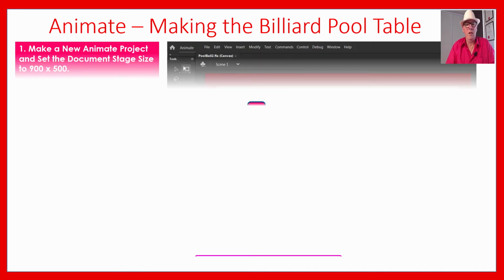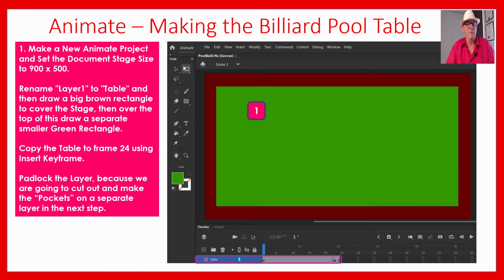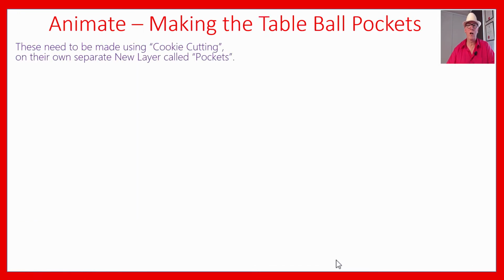All right, so making the billiard table. The first thing we need to do is make the table. This is a whole new Animate project. This is one that's 900 by 500. And we just draw a brown rectangle and then we draw a green rectangle over the top, and we call the thing table and extend it to frame 24. All right, so that should be pretty straightforward.